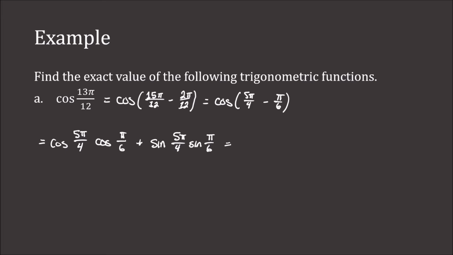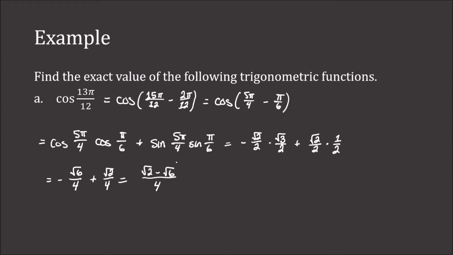Right, so the cosine of 5 pi over 4 is negative root 2 over 2. The cosine of pi over 6 is root 3 over 2. Sine of 5 pi over 4 is negative root 2 over 2. And sine of pi over 6 is 1/2. Now we multiply the first two terms, we'll get negative square root of 6 over 4 plus, now multiply the second two terms, square root of 2 over 4. And so this simplifies to the square root of 2 minus the square root of 6 all over 4. So this is our exact value of cosine of 13 pi over 12.